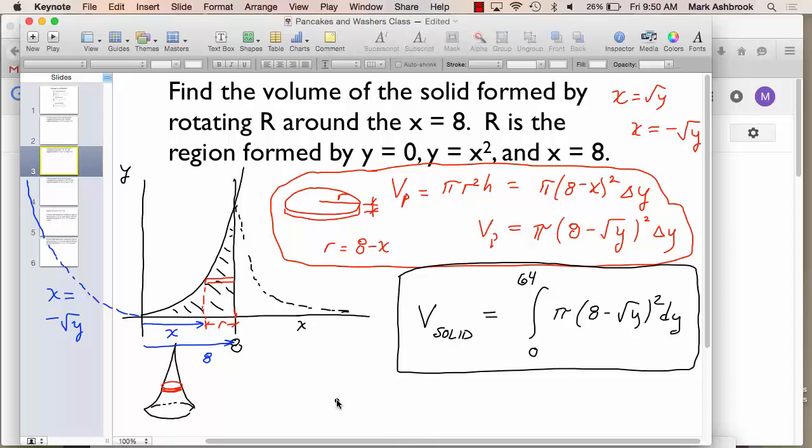It's mostly easy, right? It's still easy. Just multiply it out, and you've got 3 terms. Take the antiderivative.